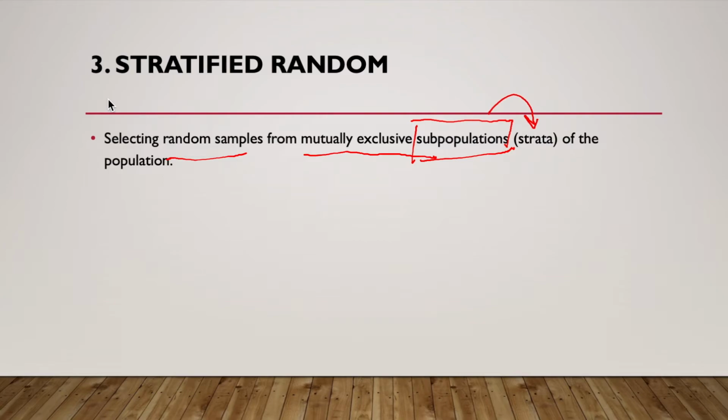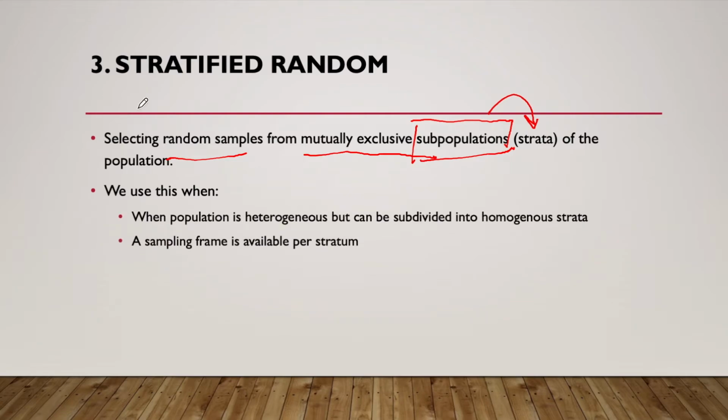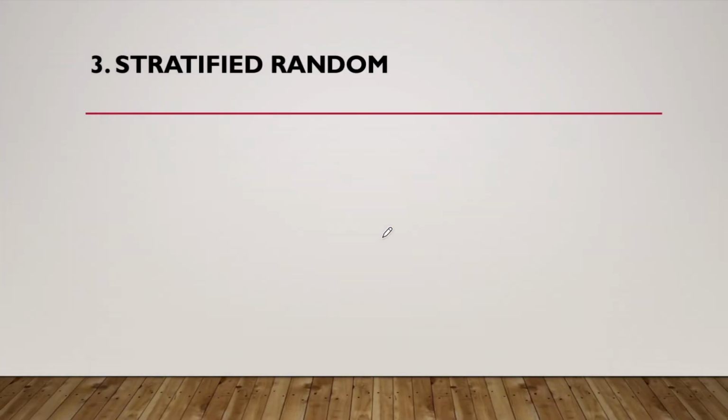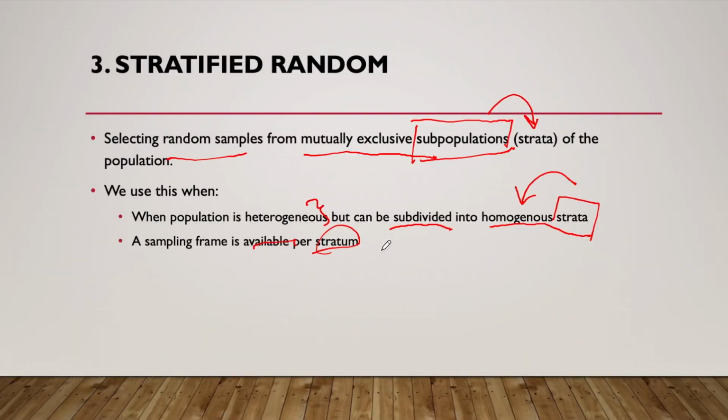So when will we use this stratified random sampling? We will use this when the population is heterogeneous, but it can be subdivided into homogeneous strata. We must make sure that each stratum is homogeneous, meaning every stratum has the same characteristics. It depends on our study. And the sampling frame, of course, must be available per stratum. Stratum is the singular, sorry. The plural of the word stratum is strata, and the singular is stratum.